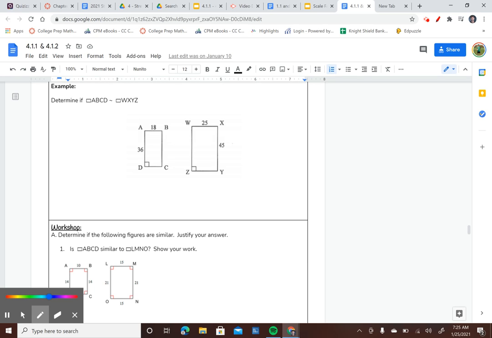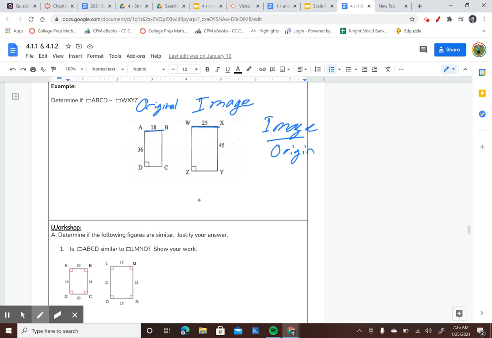All right, everybody, now we're going to determine if quadrilateral ABCD is similar to quadrilateral WXYZ, or basically just looking to see if these rectangles are similar. So first we're going to take a look at the corresponding sides, AB and WX. And so here we have our image, or our copy, over our original. So when we compare those two sides, we're going to have 25 over 18, or 25 divided by 18.